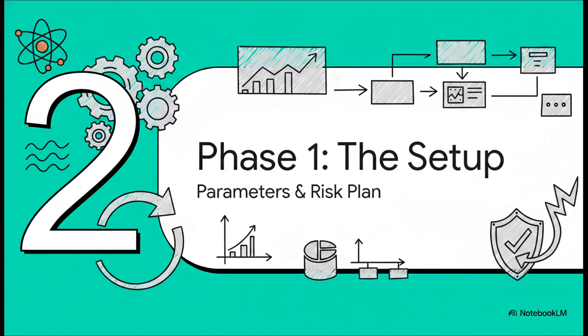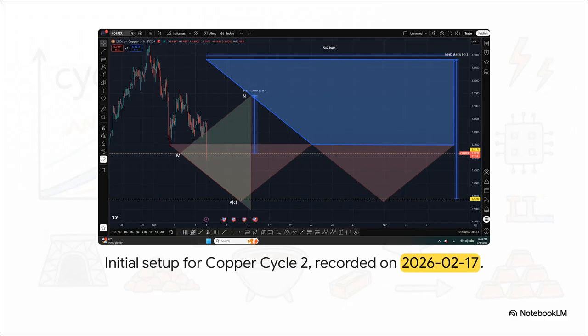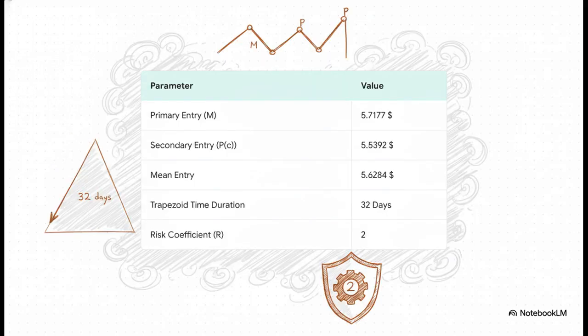Okay, let's start where it all began, phase 1. This is what we call the setup. It's basically the blueprint for the entire cycle, where all the initial numbers and the risk plan get locked in. Take a look at this. This chart is from February 17th, 2026. Think of it as our day one snapshot. It perfectly captures the market conditions right at the moment the cycle was identified and the phase 1 parameters were set.